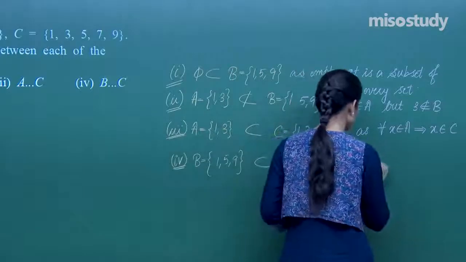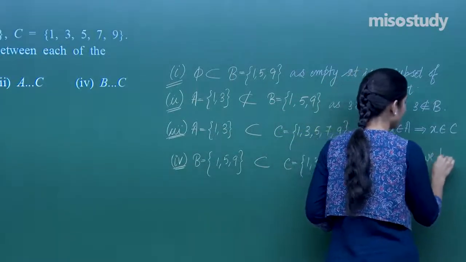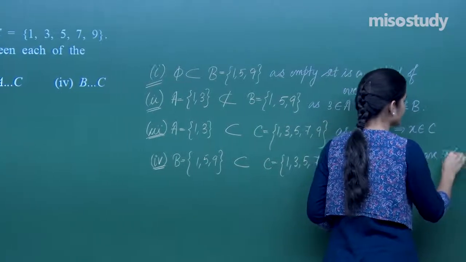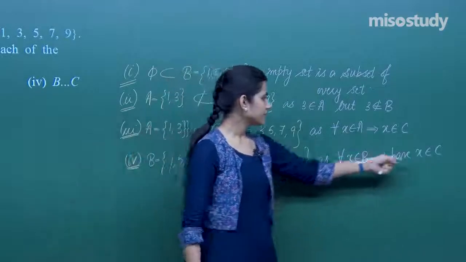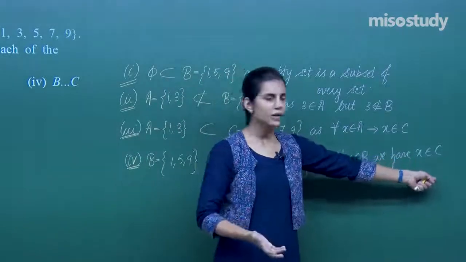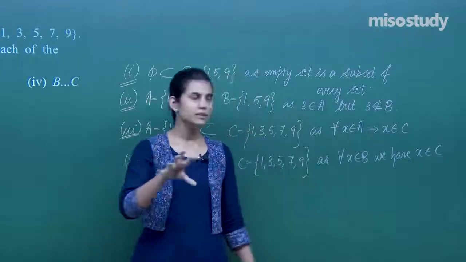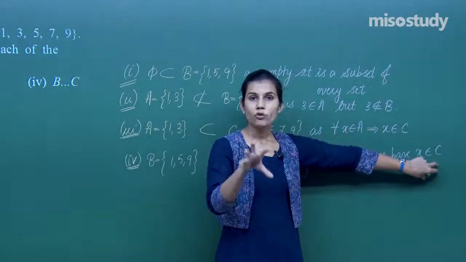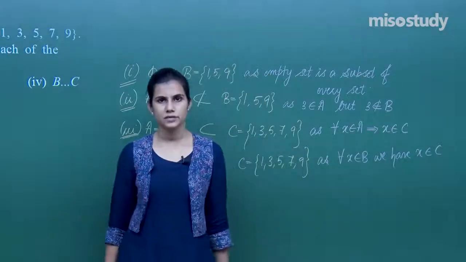As for every x in B, we have x is in C. Okay, whatever is in B is also in C. C may have more stuff, but if whatever is in B is also in C, that means B has been formed by basically borrowing few elements from C and therefore B is a part of C. So, B is a subset of C.